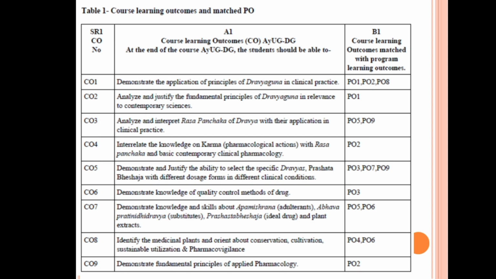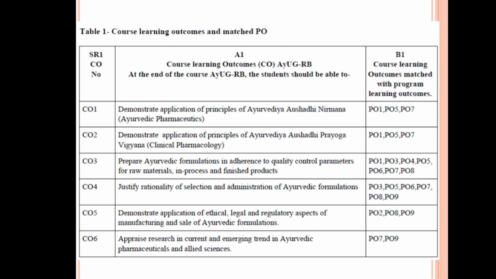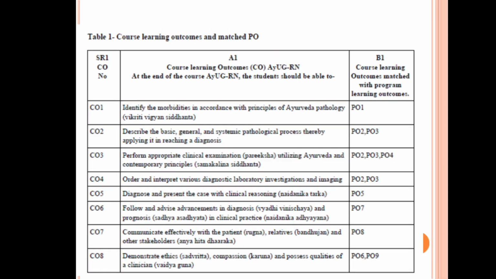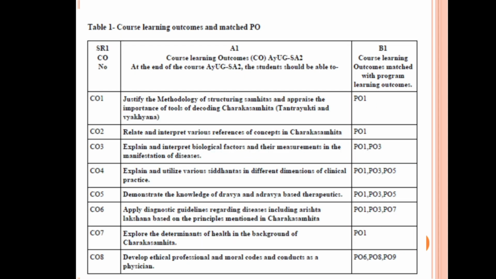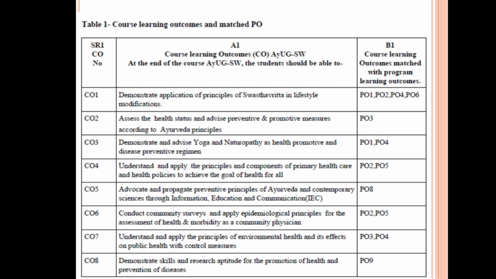Coming to second professional BAMS, for Dravyaguna 9 course outcomes, for Rasashastra Bhaishajya 6 course outcomes, for Rog Nidan 8, for Agad Tantra 7, for Samhita Adhyayan 2 8, and for Swasthavritta 8. For third professional it is yet to come.